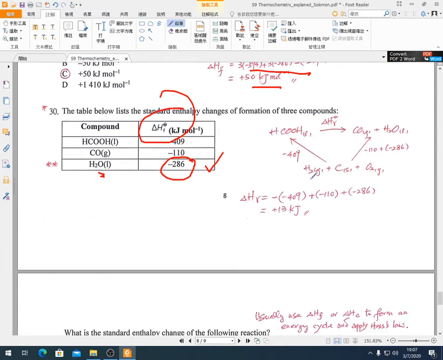And then we go to 30. Now we have methanoic acid. That's the acid produced by ants. The ants produce this acid to defend themselves against the snake, which is very smelly. Okay, now you burn this one. No, let me see. It's the change of formation, sorry, formation. This is a formation. All right.